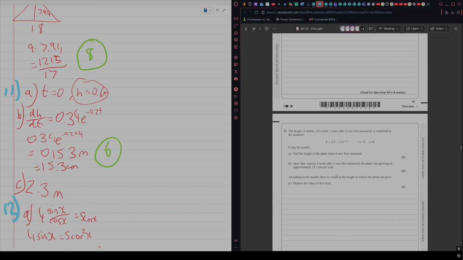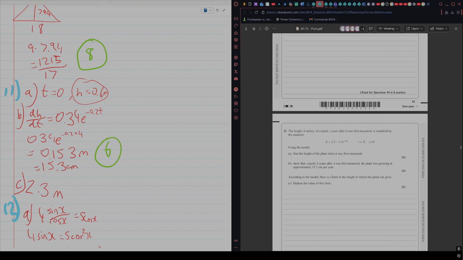Then, according to the model, there's a limit that it can grow. Well, that's just 2.3, because that's the top bit, and then you're subtracting all this part here. So the limit. If you think about this graph, it just looks like this, and then plateaus at 2.3.